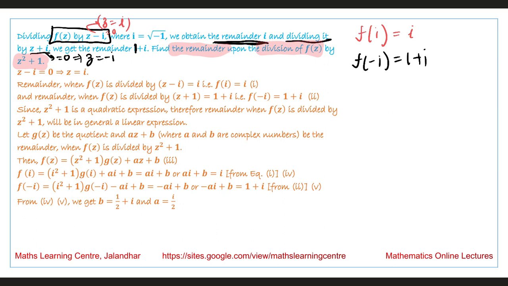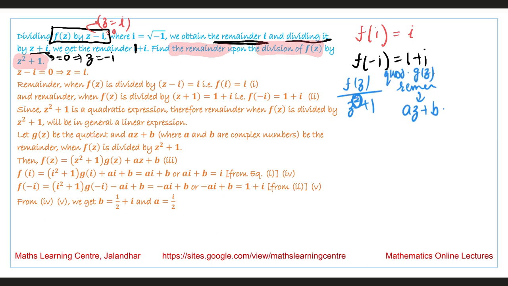So we are saying that when this f(z) is divided by z square plus 1, we have to calculate the remainder. As the degree of this divisor is z square, the remainder will have degree at most 1. So it will be of the form az plus b. And suppose the quotient we have over here is g(z).